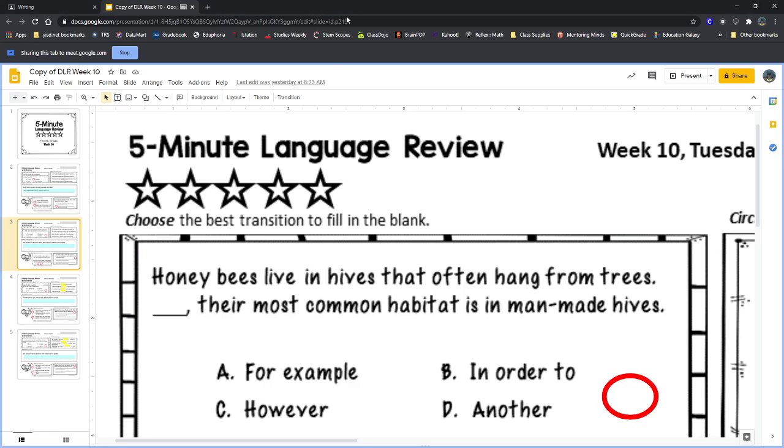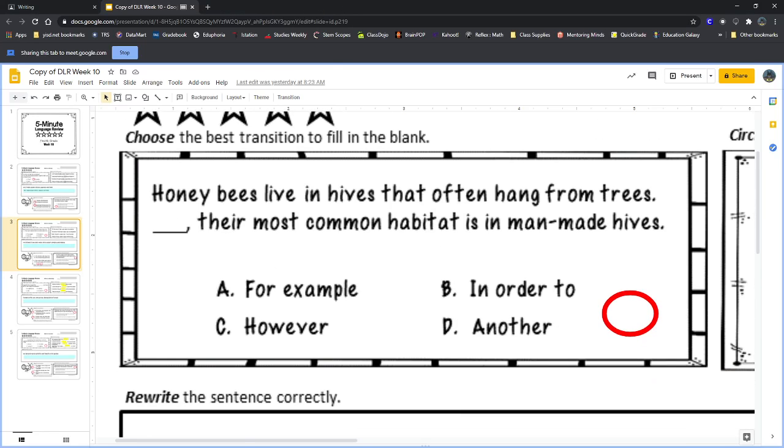For our Tuesday page, we have to pick the best transition to fill in the blank. Who can tell me for these two sentences? Honeybees live in hives that often hang from trees. Blank, their most common habitat is in man-made hives. We have A, for example, B, in order to, C, however, or D, another.